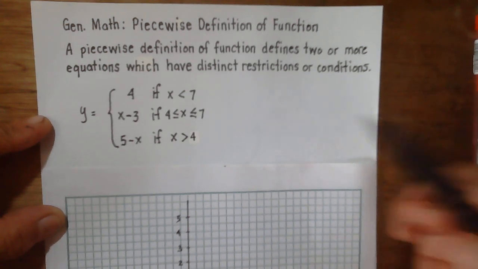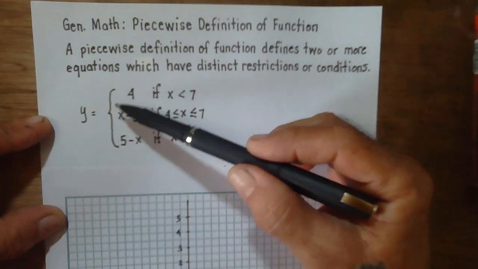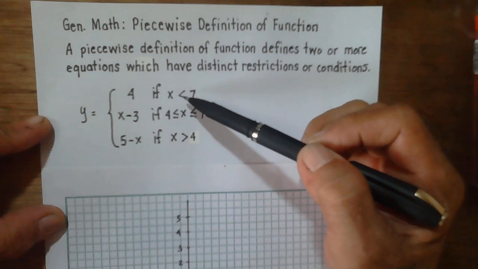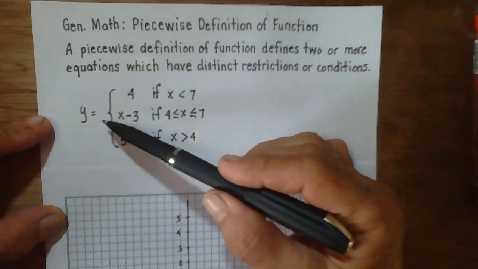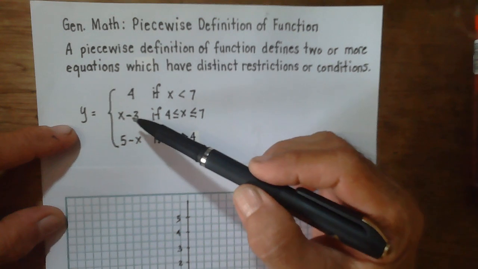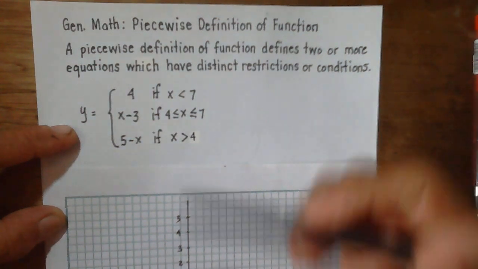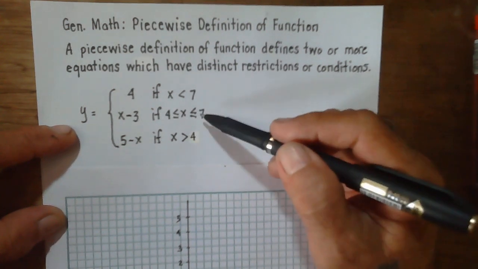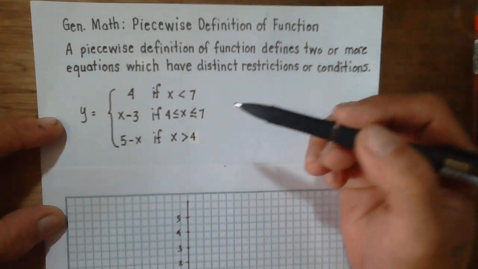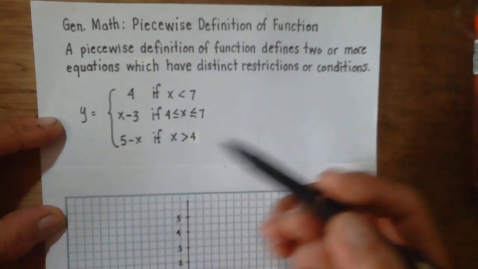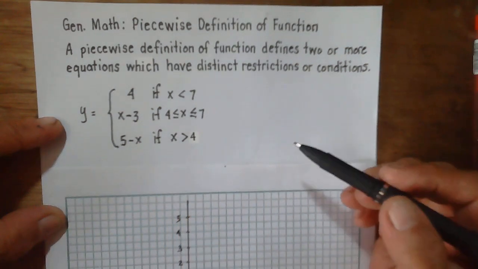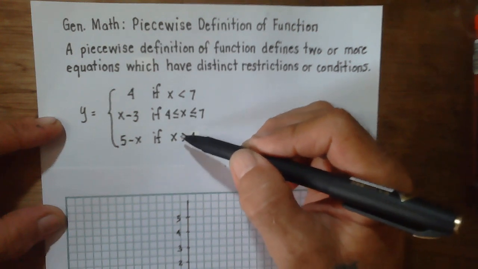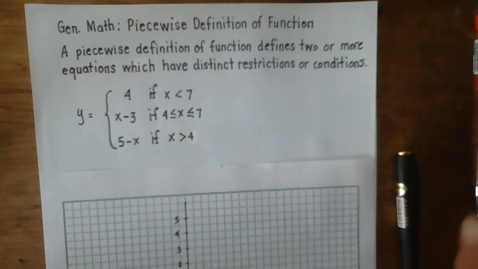Now it includes three equations. First, y is equal to 4 with a condition that x is less than 7. For the second equation, we have y is equal to x minus 3. And the condition is if x is greater than or equal to 4 and x is less than or equal to 7. For equation number 3, we have y is equal to 5 minus x with a condition or restriction that x is greater than 4.